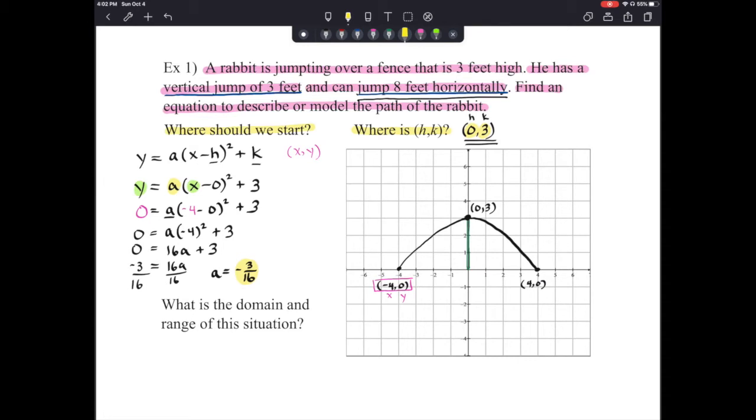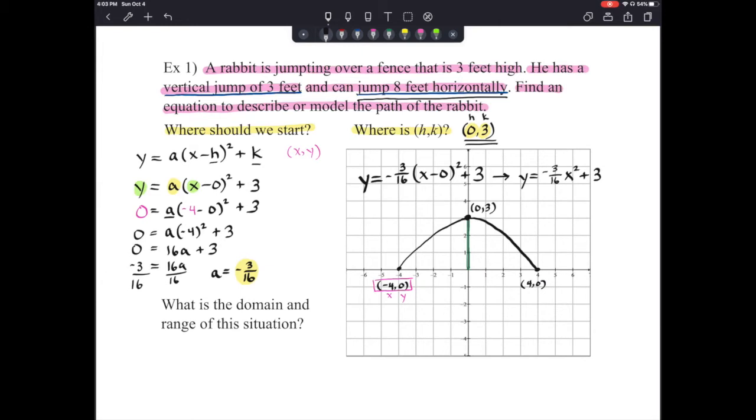Now that we know that a is -3/16, h is 0, and k is 3, we can rewrite our equation with those parameters in it. So we're looking at y equals negative 3/16 times the quantity x minus 0 squared plus 3. Or if you want to simplify it, I know when we have x minus 0, we can just take it one step further and say y equals negative 3/16 times x squared plus 3. Because remember, x minus 0 is just x. So either of those equations would be considered correct.